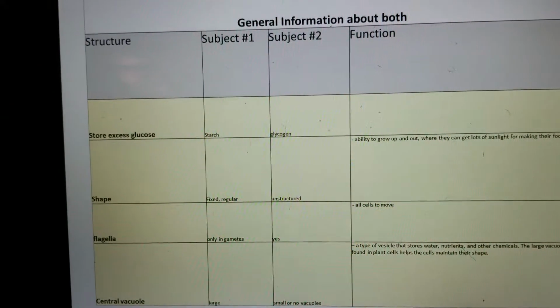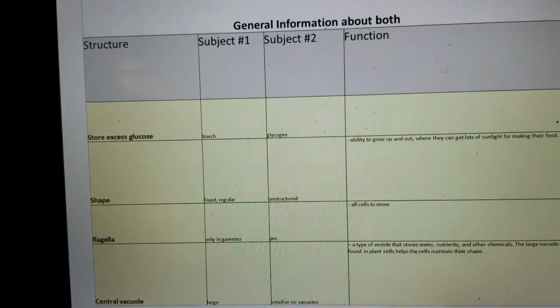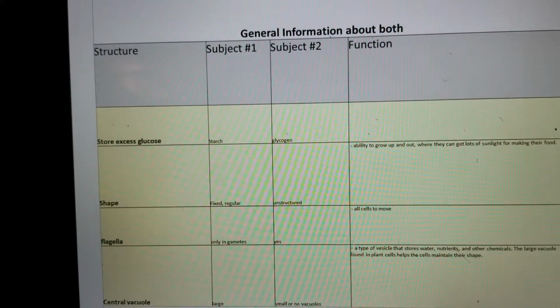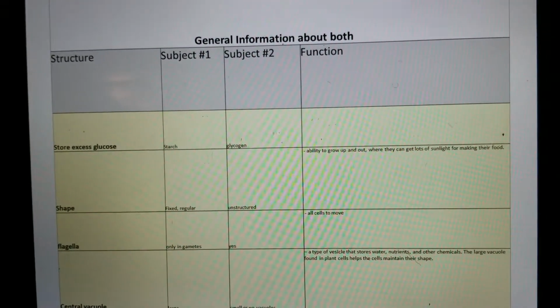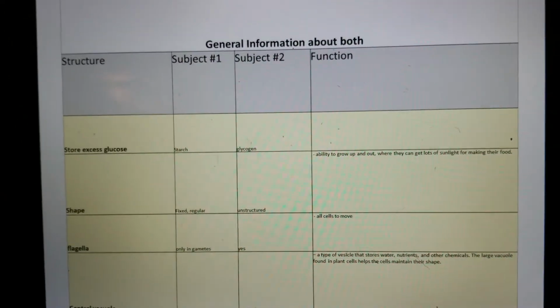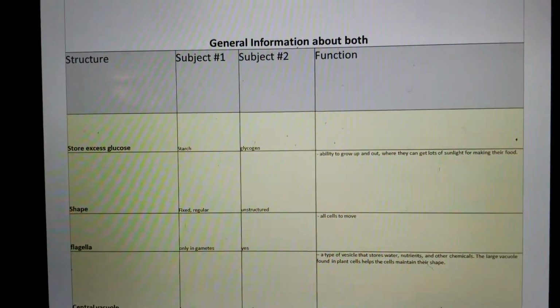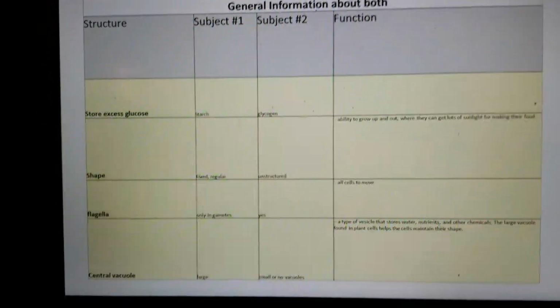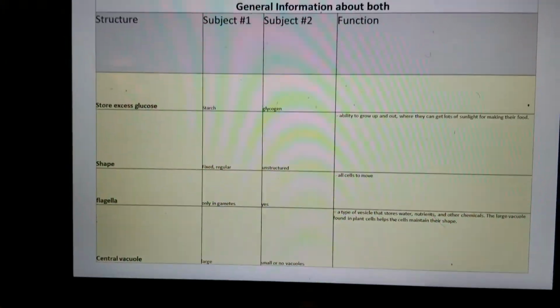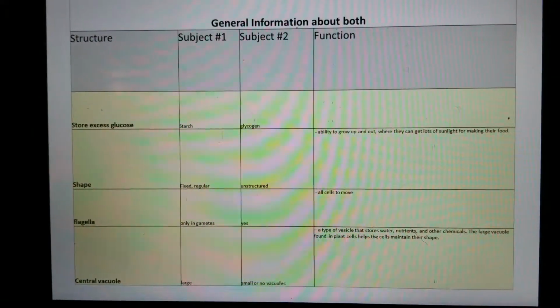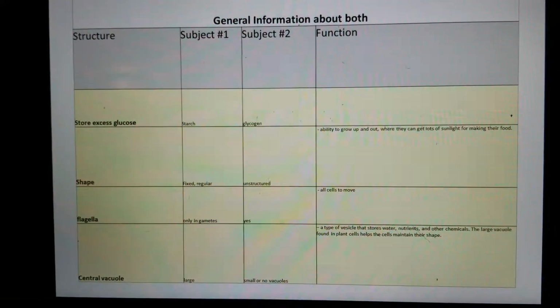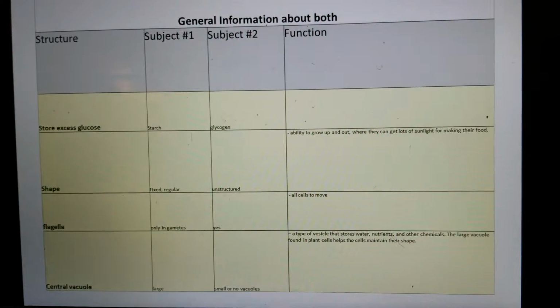Flagella is an organelle that is found only in the gametes of subject number 1, and they are found in subject number 2, and these help the cell to move. And the last but not least is the central vacuole. In subject number 1, it's very large, whereas in subject number 2, it's small or they just don't have any.